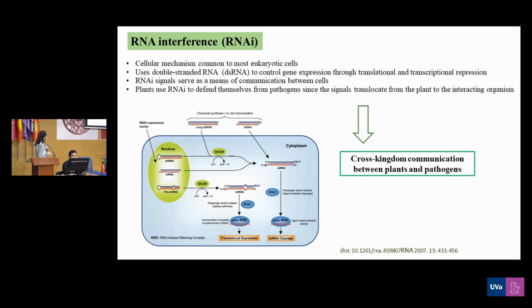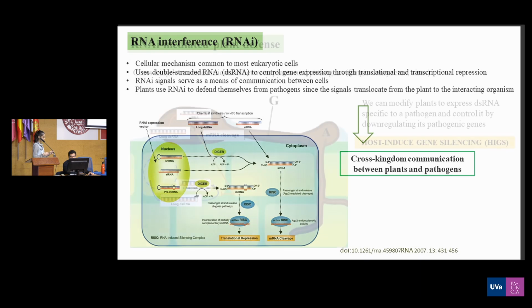Because plants use this RNA to defend themselves from pathogens, since the signals can not only translocate between cells of the same organism, but can translocate from plants to the interacting pathogen. And that is something known as cross-kingdom communication between the plant and the pathogen.